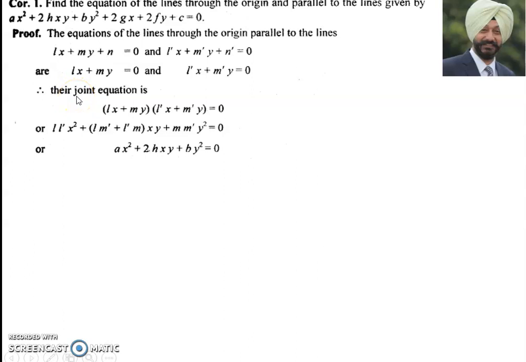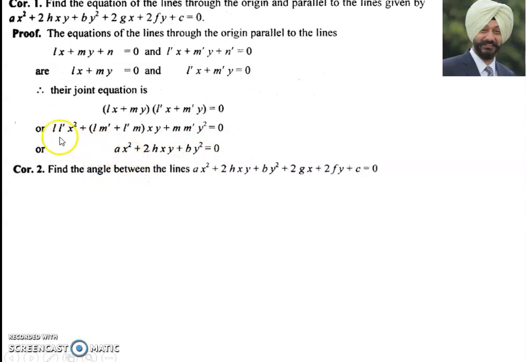The joint equation is the multiplication of these two. When we multiply, we compare it with ax square plus 2hxy plus by square. So we get ll dash x square plus (lm dash plus l dash m) xy plus mm dash y square equal to 0. This is the equation of lines through the origin and parallel to the given lines.